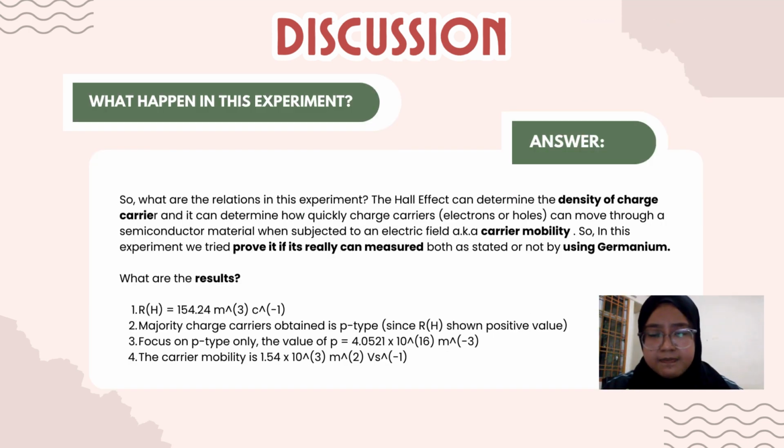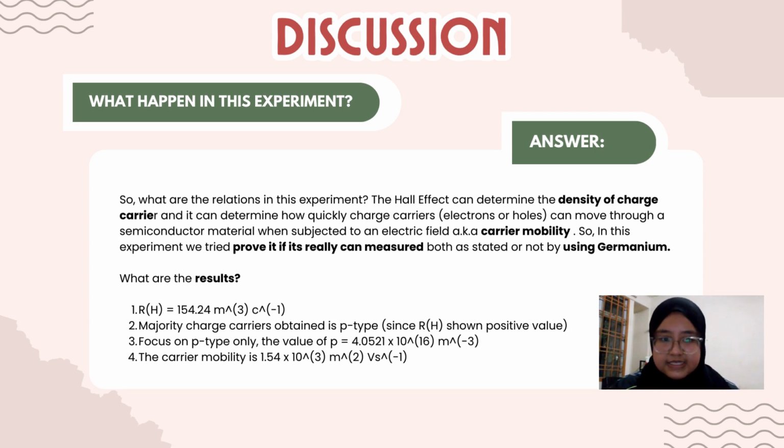The question is, what happened in this experiment? What is the relation with the Hall effect itself? Since we know that the Hall effect can determine the density of charge carrier and carrier mobility, in this experiment, we try to prove, is it true? Is it really that the Hall effect can measure both, as stated, by using germanium?